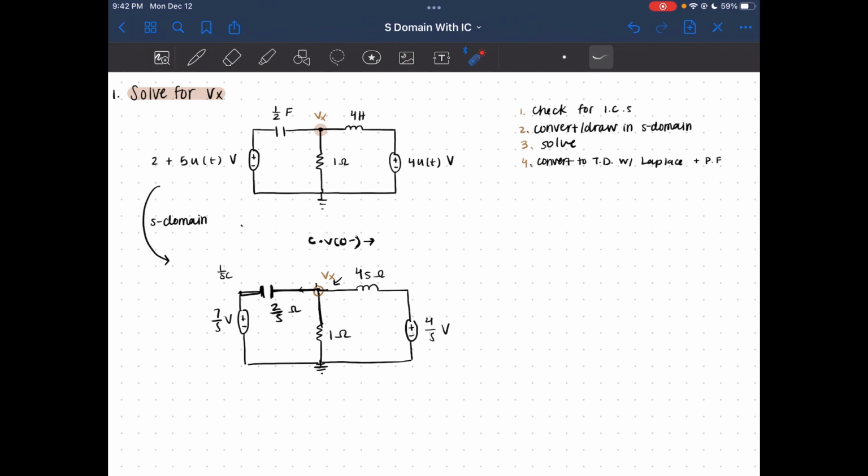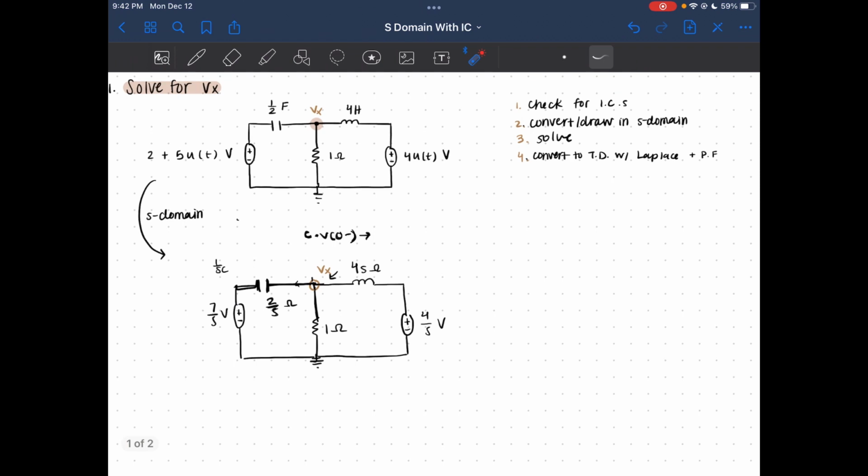We have to look at what sources we have. On this right-hand side, we have a source voltage of 4u(t). This u(t) means that there will be no voltage existing before time 0, so this does not make initial conditions. However, on this left-hand side, we do have a 5u(t), but the u(t) only accounts for the 5, so therefore this 2 volts exists before time 0. So this means that there will be a source of 2 volts coming into the capacitor, but there will be none flowing into the inductor.